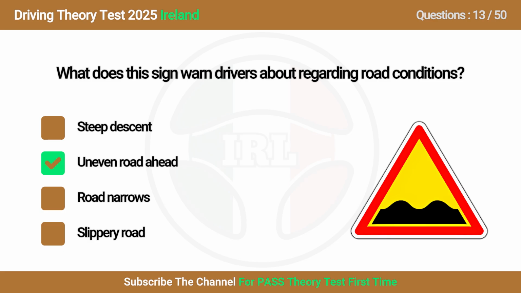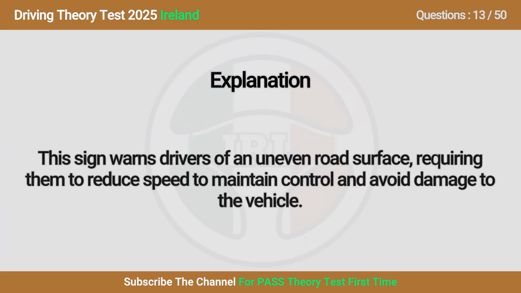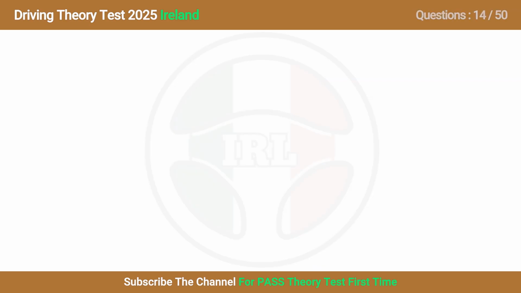Answer is B, uneven road ahead. This sign warns drivers of an uneven road surface, requiring them to reduce speed to maintain control and avoid damage to the vehicle.